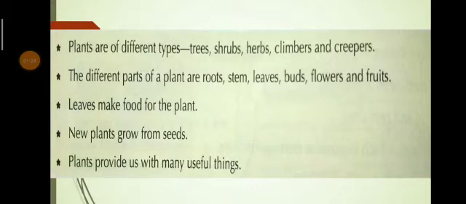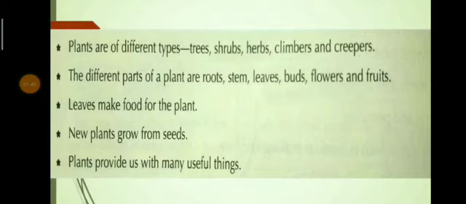Some plants have weak stems and need a support to stand. They are called climbers. Some examples of climbers are pea plant and grapevine. Some plants have weak stems and grow along the ground. They are called creepers. The different parts of a plant are roots, stem, leaves, buds, flowers and fruits.